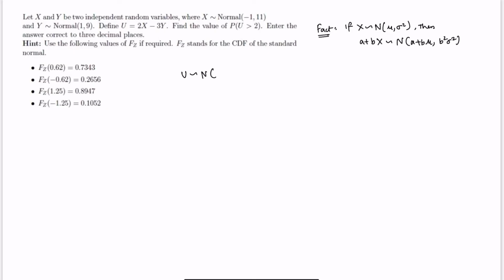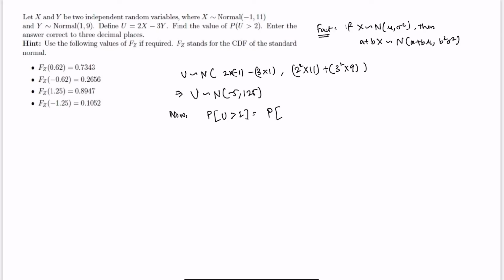So using this we can say that u follows a normal distribution, where u = 2x - 3y, so the mean is 2 into minus 1 minus 3 into 1, right? And the variance will be 2 squared times 11 plus 3 squared times 9, right? So that is nothing but, you can say, u follows Normal(-5, 125). 125 is the variance. So now we have to find the probability that u is bigger than 2, right?